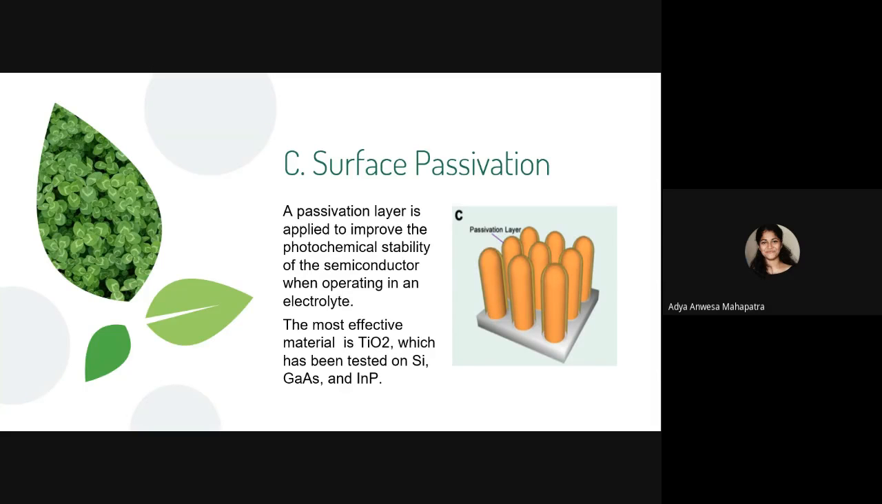In addition to protecting the semiconductors from corrosion, surface passivation layers also prevent surface electron hole recombination, and this helps in further enhancing the activity of the semiconductor. The most effective material so far for passivation is titanium oxide. This has been tested on silicon, gallium arsenide, and indium phosphide.